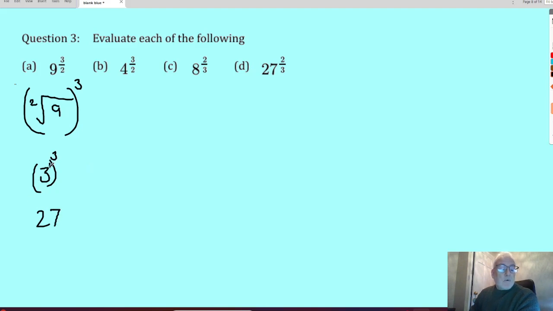So remember that it's got a 1 inside as a power, and I multiply that out. 3 to the power of 3 is the same as writing 3 times 3 times 3. So if I want to evaluate it, that's what I'm going to do.